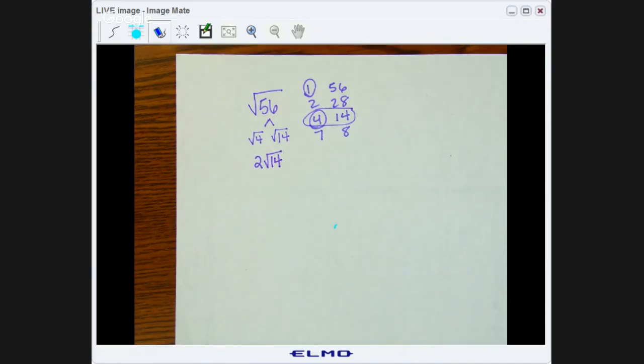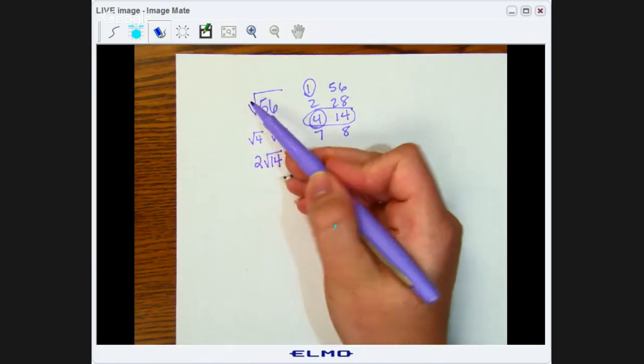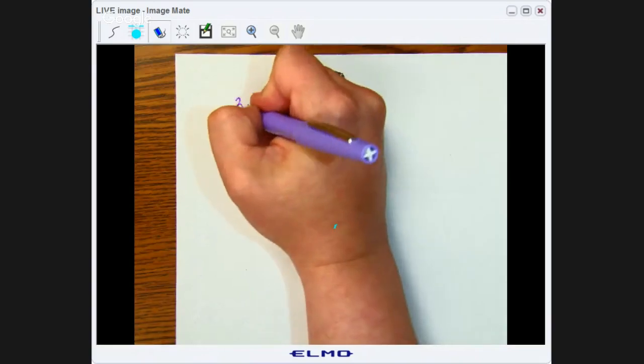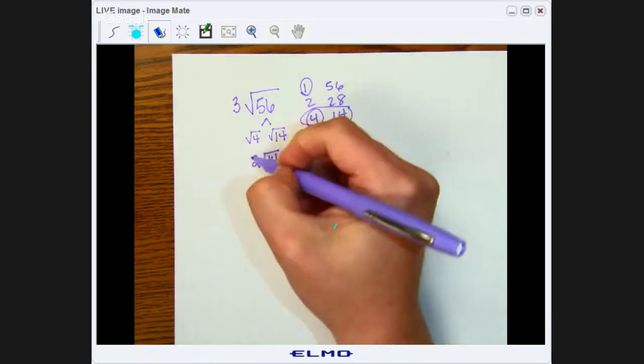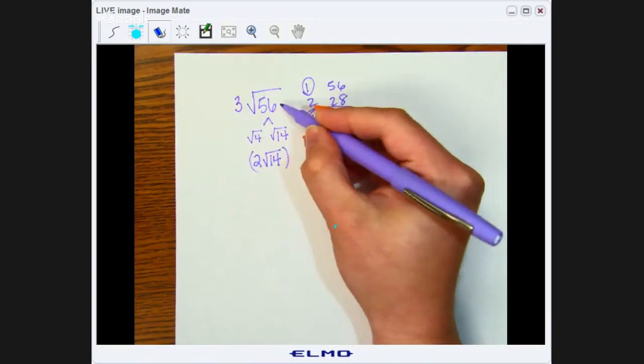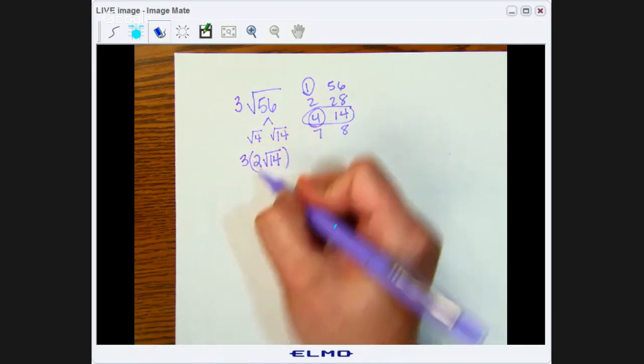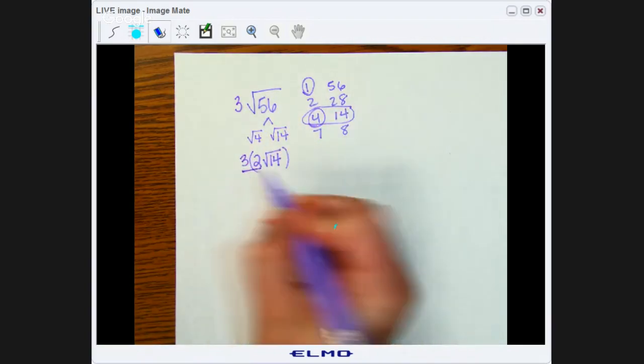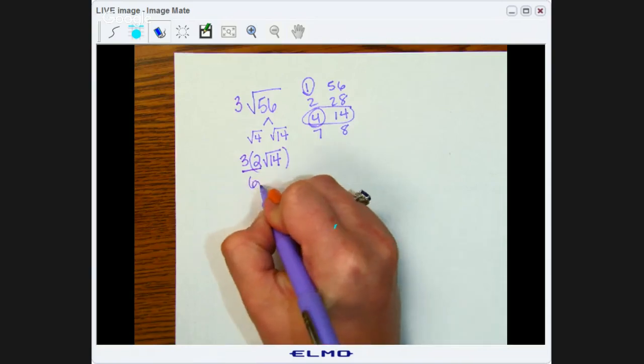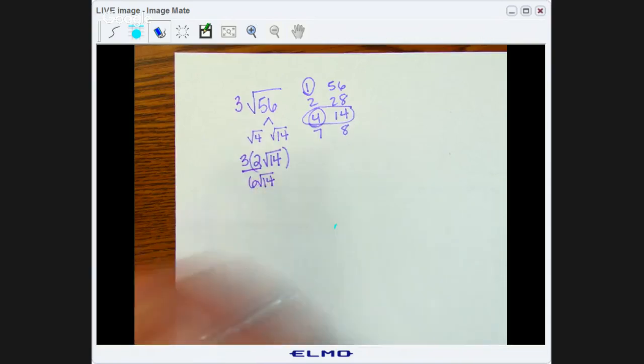Now, if there was a number attached outside of that radical, say like a 3, then whatever you got by breaking down just the square root of 56, you would also have to bring that 3 down and combine it with the coefficient that's out front by multiplying, and you would get 6 square root of 14.